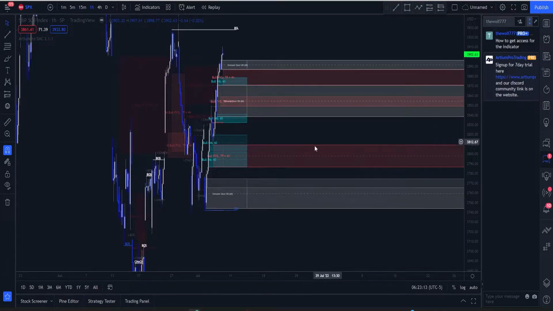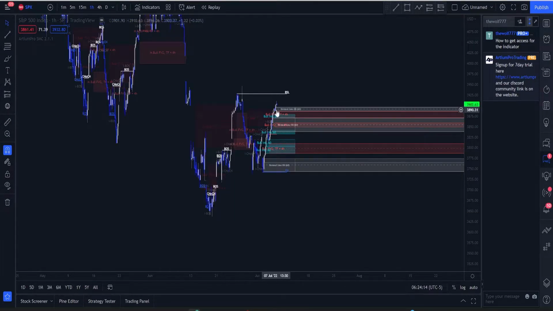Zooming into the 1 hour, you can see your multi-time frame fair value gaps. You can see your demand zones. As you look at this, we are currently still moving up, but you can see where this buy side liquidity happened was this previous resistance point.